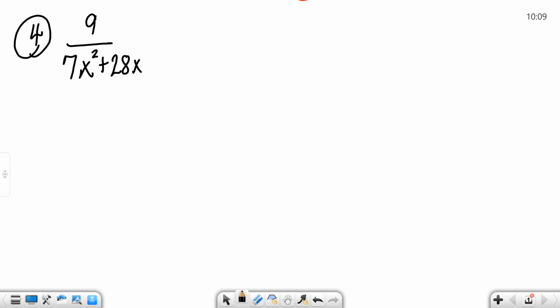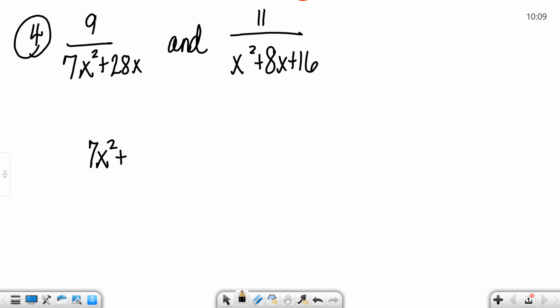Let's try another. Still just finding least common denominator. All right, so this time there's a little bit of work to show. I'm going to take this first denominator and I'm going to factor it. Well, when I factor it, it has a 7x in common. I would be left with x plus 4.